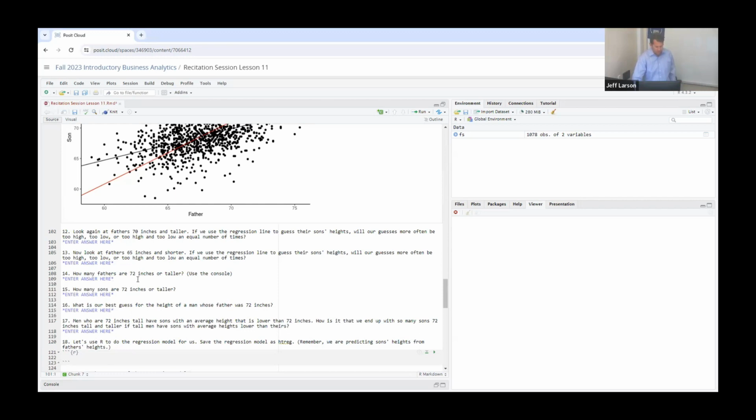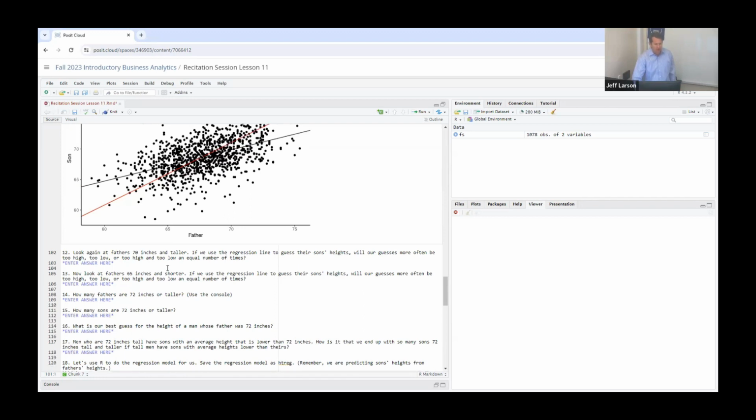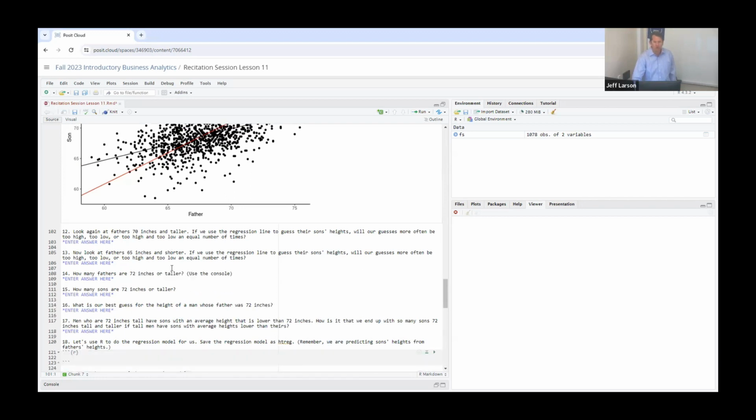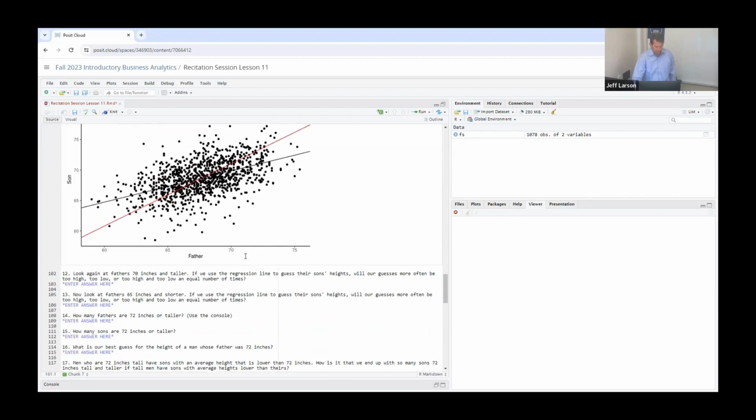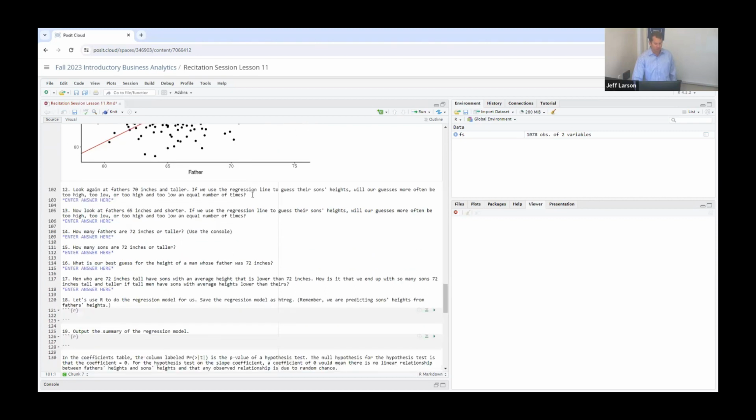And it says, okay, how many fathers, and this is some more historical things, how many fathers are 72 inches or taller? Okay, father 72, we can count them. That seems pretty cumbersome. What's a better way to find out how many fathers are 72 inches or taller? Let's use R. We say FS$father greater than 72. Is that what we're asking? Yeah, 72 inches or taller.